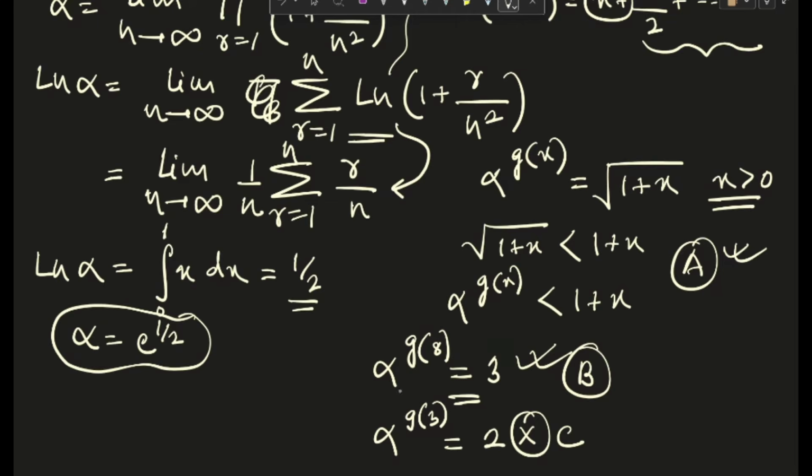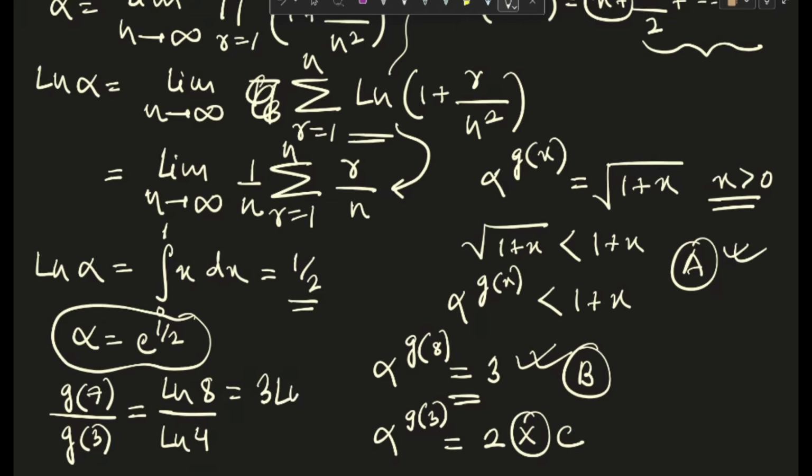And now in our final option we have to find g(7) by g(3). We don't have to manipulate this, since it was ln of 1 plus x. So ln 8, and this will be ln 4, so 3 ln 2 by 2 ln 2.